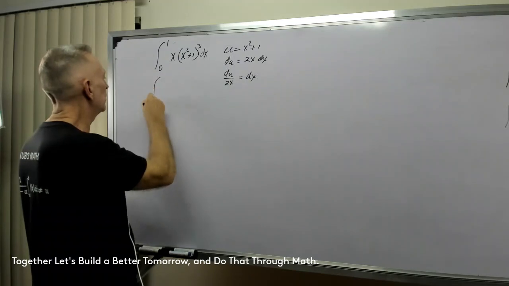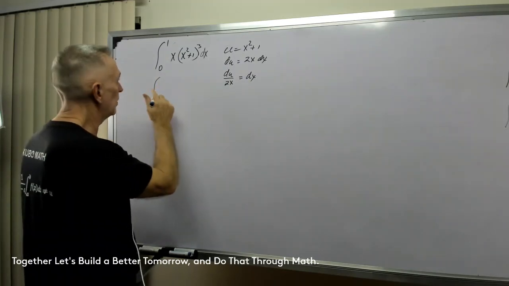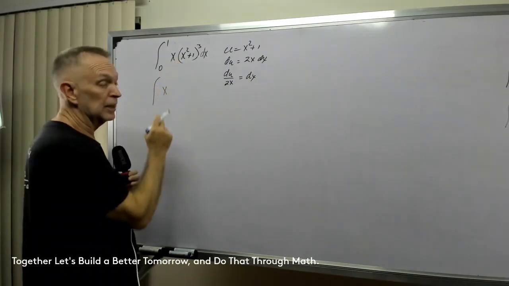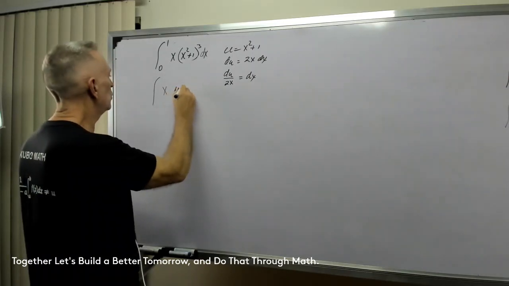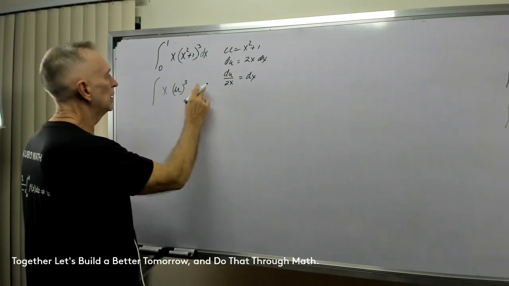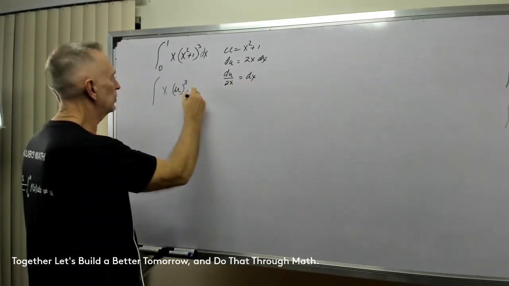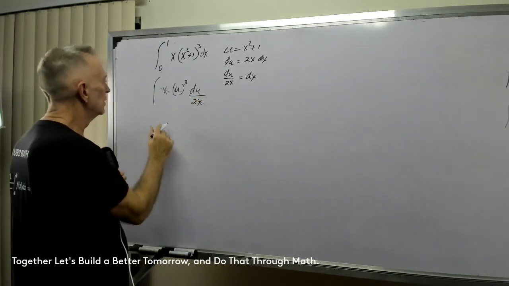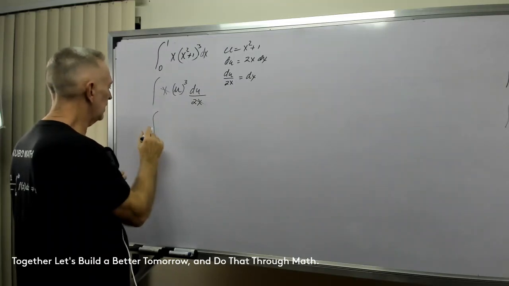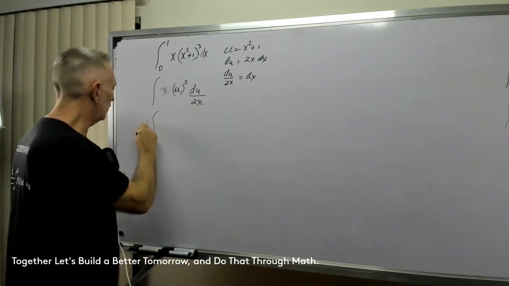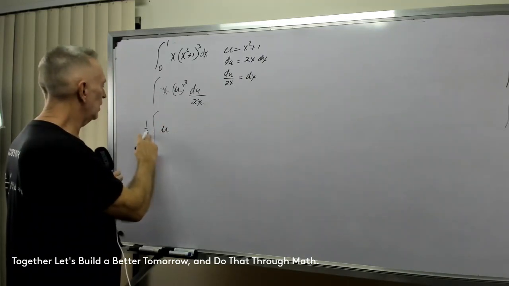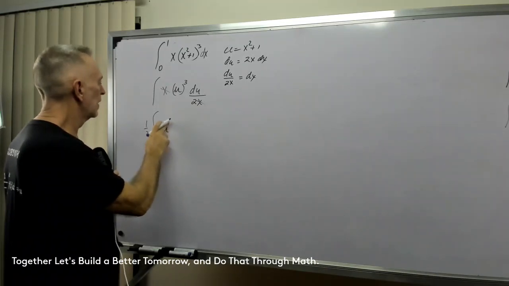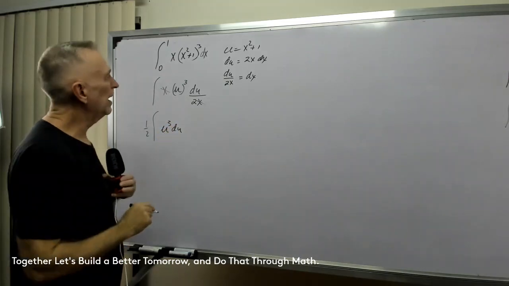Alright, let's see what we have here. I'm going to leave the limits off for just a moment. Let's just write down x, and then everything in the parentheses was u cubed. Now dx, we have to replace it with du over 2x. These x's cancel. I'll leave the limits off one more time. I'll put this 1/2 to the outside. So now I have 1/2 the integral of u cubed du.